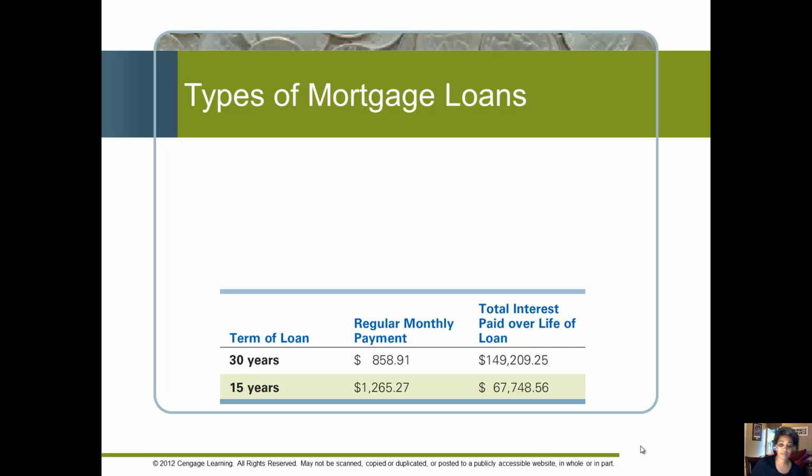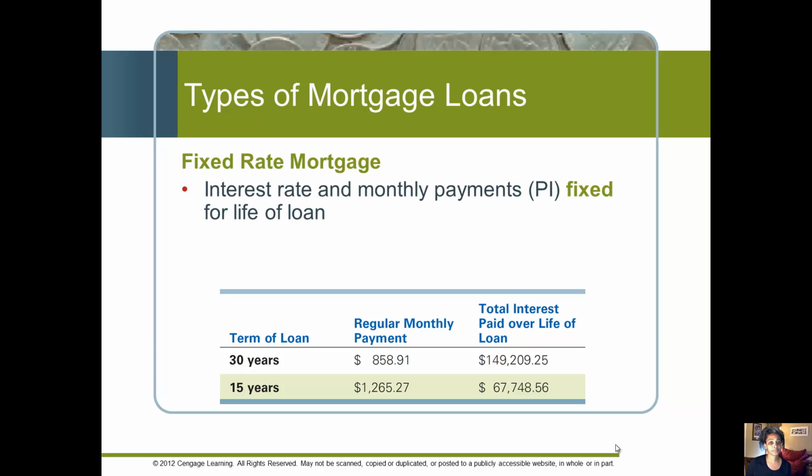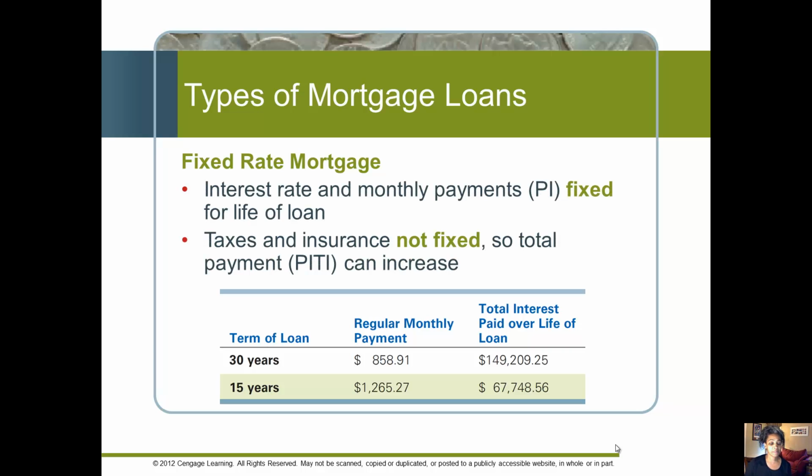And so there are different types of mortgage loans. You can have a fixed rate mortgage where your interest rate stays the same throughout the life of the loan. That's very safe if you know that you're going to stay in the home for 30 years or more, or the term of your mortgage or longer. But the taxes and insurance are not fixed because those aren't determined by the lender. So your payment can increase, but not the portion that goes to principal and interest.